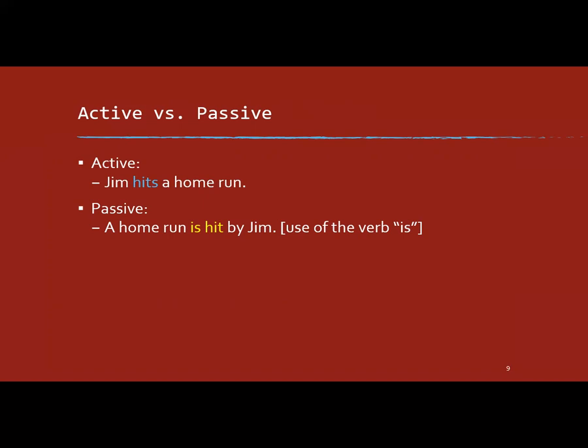Now you'll notice we use a form of the verb to be to indicate that we have a passive voice. Passive means something's happening to something rather than acting. So acting means the agent is in charge. Passive means we talk about the something that is acted upon. So Jim hits a home run, active. Jim's doing the hitting. He's the subject of the sentence. A home run is hit by Jim. The home run has something done to it. So it has a passive verb.